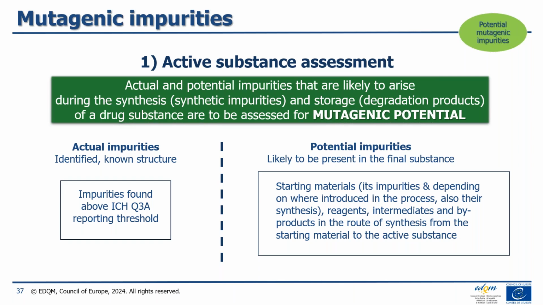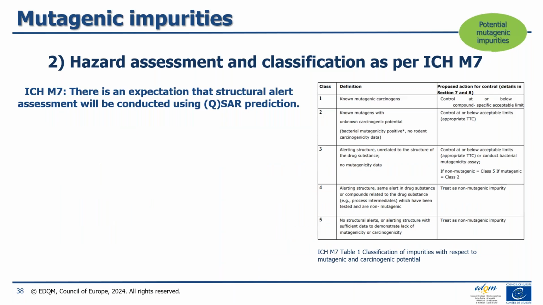So these refer to all kinds of other impurities, such as starting material, reagents, byproducts, and so forth. So once you've identified all the potential impurities that may arise from your manufacturing process, then you should perform hazard assessment in order to classify all those impurities in line with ICH M7. So the guideline foresees 5 different classes, as we will see, and as you can see on the slide.